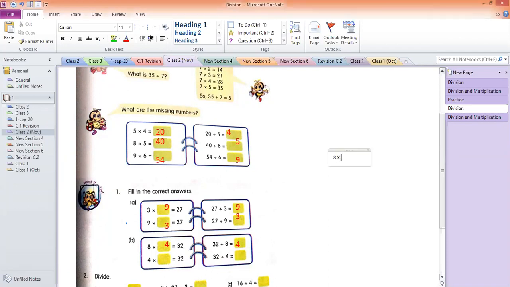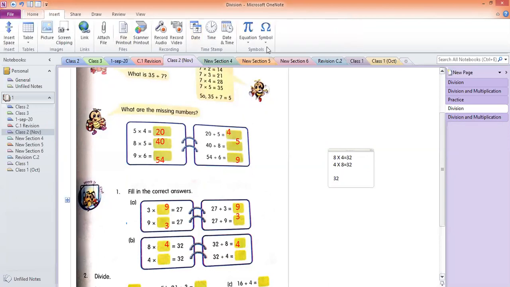Guys, I'm repeating again. 8 multiplied by 4 equals 32. I can also write 4 multiplied by 8 equals 32. If I divide 32 by either of the numbers, if I divide it by 8, the answer will be 4. Or if I divide it by 4, the answer will be 8. This is very simple, like this.